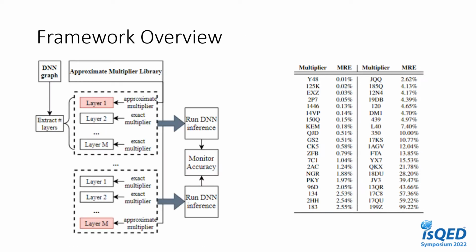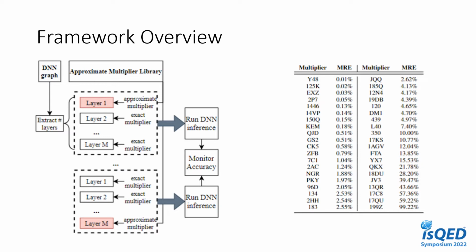This figure shows an overview of the proposed experimental setup. For each target DNN, we first extract its number of layers m. We apply approximation only on layer 1 by using one by one the multipliers shown in this table. We monitor the inference accuracy while the remaining layers remain mapped to the exact multiplications.